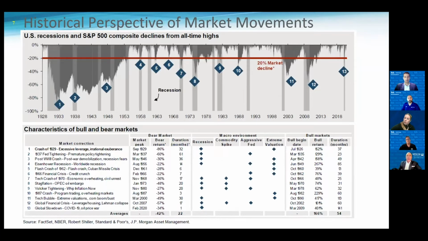You're going to see bear markets going back to the 1929 crash all the way up till the global slowdown, which is COVID, oil prices, all the different things that have happened. So February, March, the market was down 34%. This was one of the fastest recoveries we saw, which is 1 month.